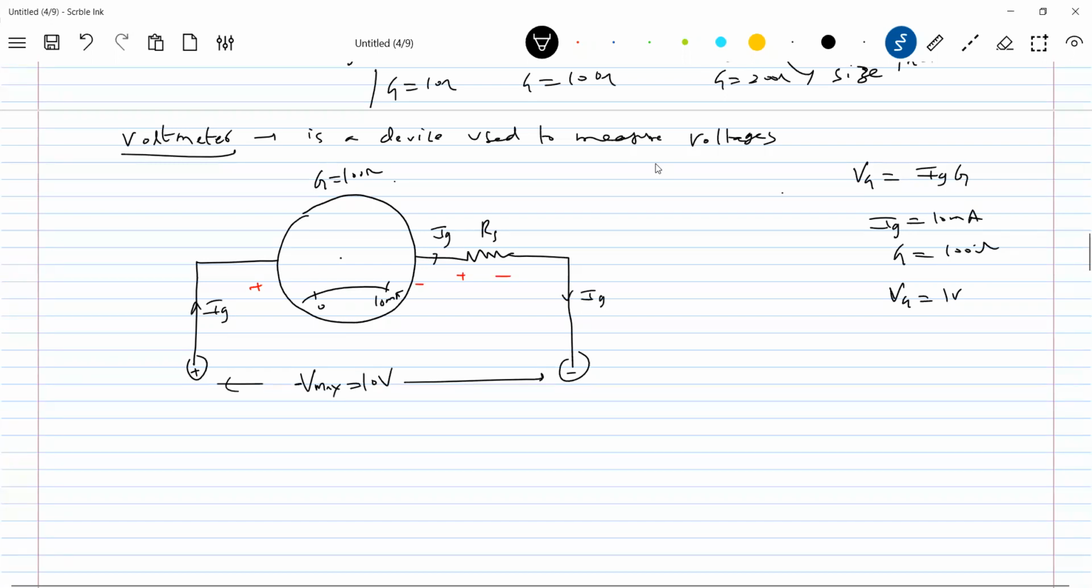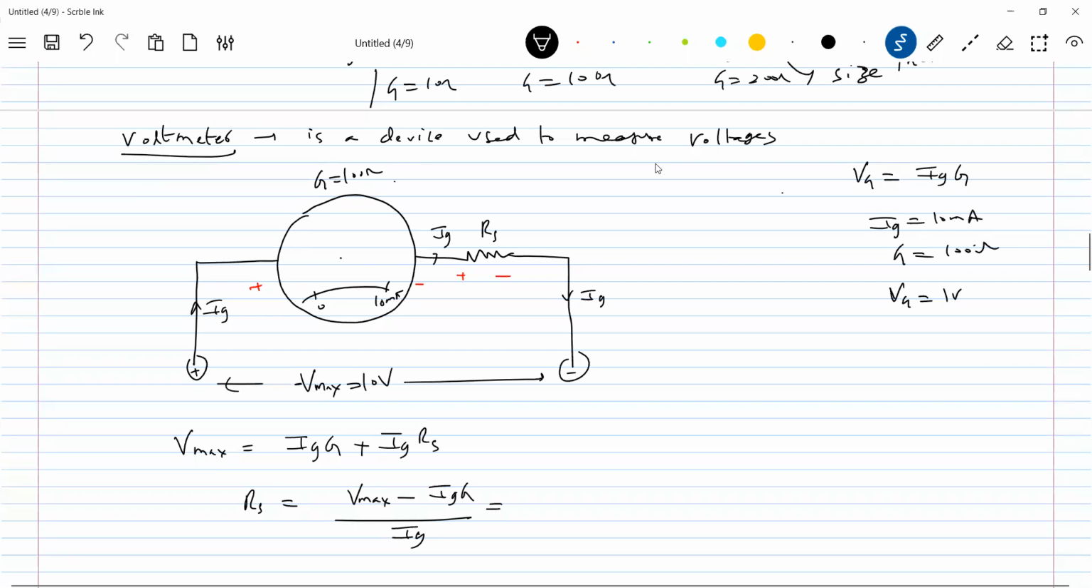So what is the value of V max? Applying KVL, V max equals Ig into G plus Ig into Rs. So we wanted the value of Rs here. So what is Rs equal to? Rs equals V max minus Ig into G, divided by Ig. So what is the V max now?